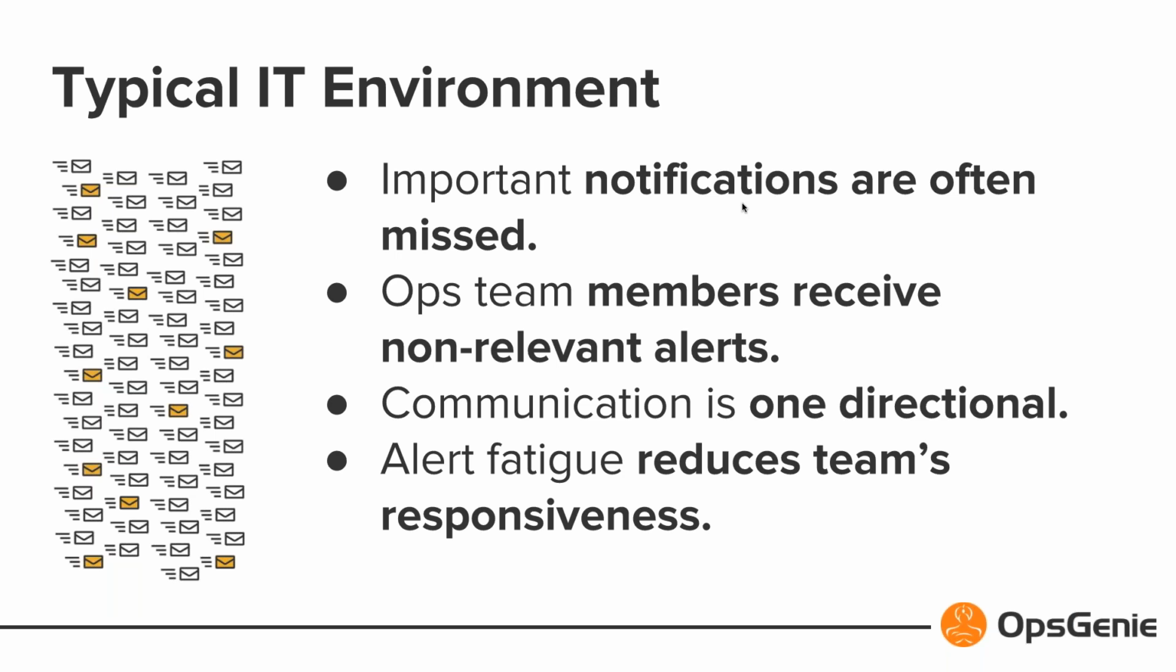So again, notifications can be missed, members receive non-relevant alerts, communication is definitely one-directional, and alert fatigue can reduce responsiveness overall. Those are the kinds of issues that we're trying to solve, and what we want to talk about in more detail here, because when you first set up your Opsgenie account, it's a green field of opportunity in terms of how you want to set it up and what you want to do. But there are some key specific things you can do first, whether you're just setting up, you're in a trial today, or you've been a customer for a while, that can help calm that chaos and make sure you're in good shape. And that's what we're going to dive into.